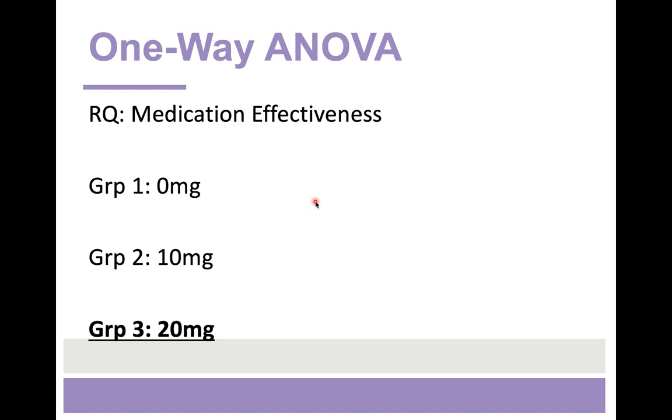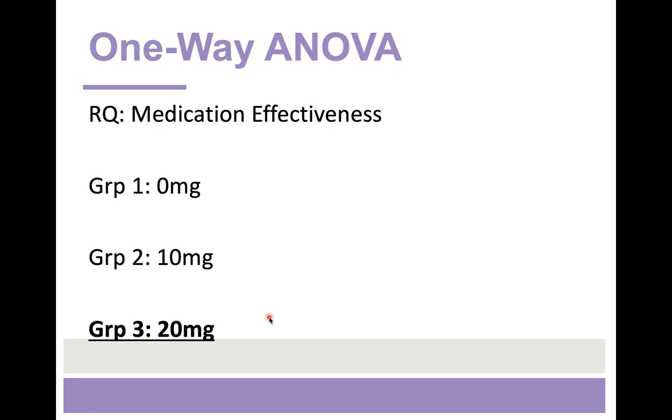The problem is the ANOVA doesn't tell me, is it group 1 versus group 2? Or is it group 1 versus group 3? Is it group 2 versus group 3? Or is it all 3 groups compared to each other? Like, where exactly does the difference exist? The ANOVA tells me that there is a difference, but it doesn't tell me where the difference is.